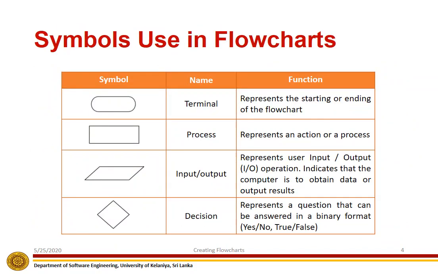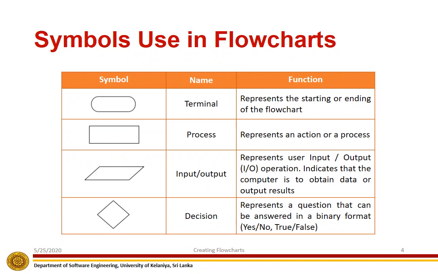The first one is a rounded rectangle. We call it the terminal symbol. Starting and ending are required in all flowcharts, so we use this symbol to represent the start and the end of the flowchart. At the starting position, we write the word start in the middle of the symbol, and at the end we write the word end inside the symbol. We can also use an oval shape instead of the rounded rectangle. It's your choice. I normally use the rounded rectangle.